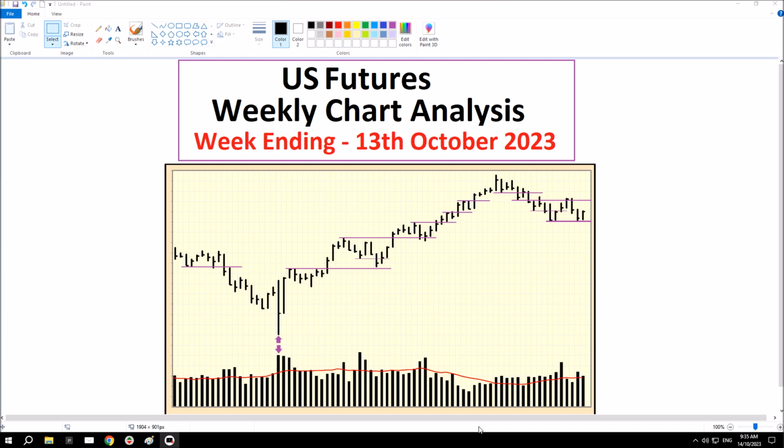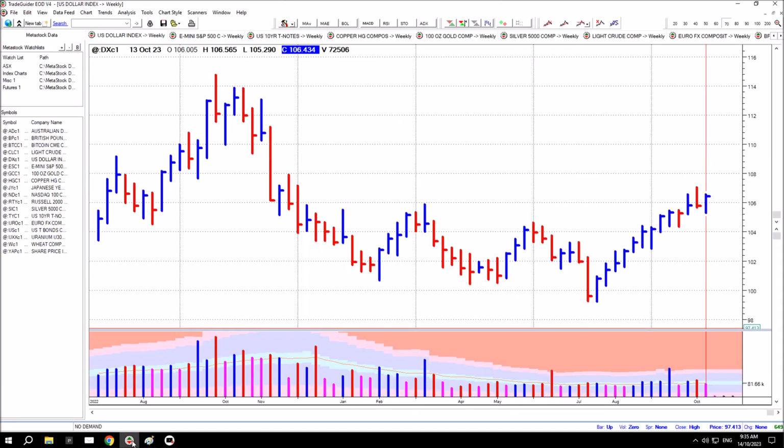This is the US Futures Weekly Chart Analysis for the week ending 13th of October 2023. First chart, as usual, is the US Dollar Index Futures. Here's the lows of the range we've been looking at for some time now. I usually mark it as a zone like that. This is the zone, the highs of the range.